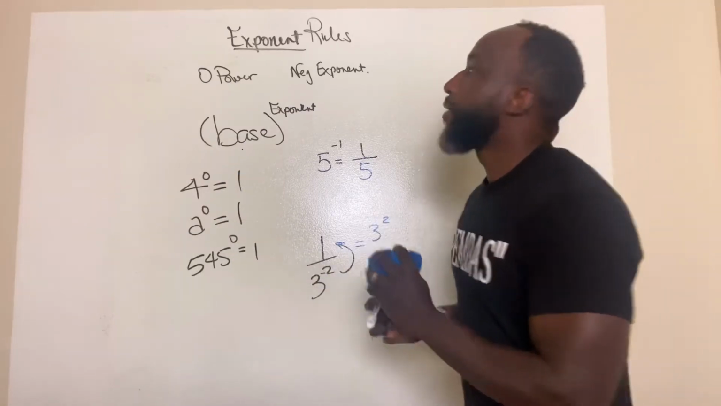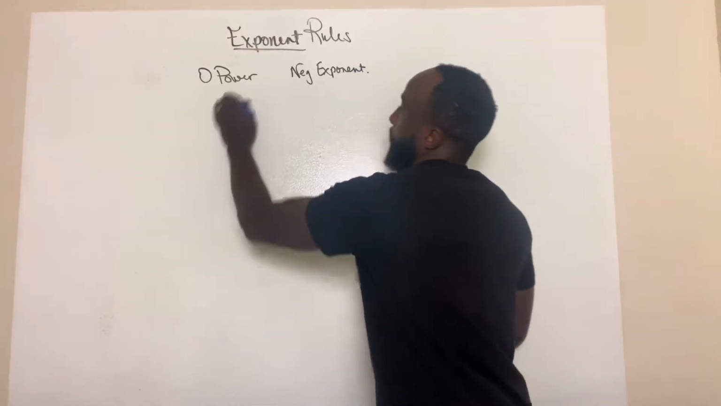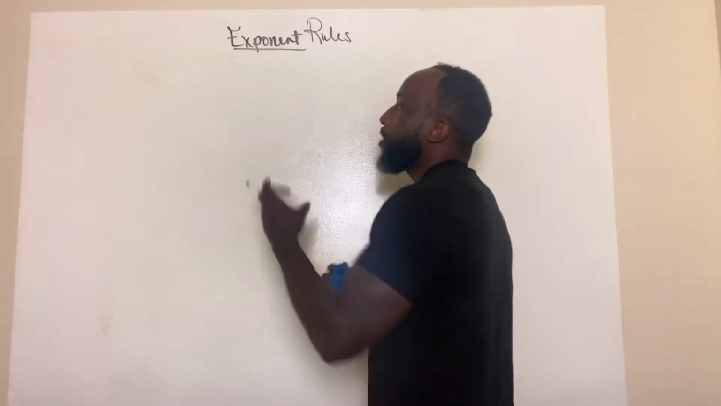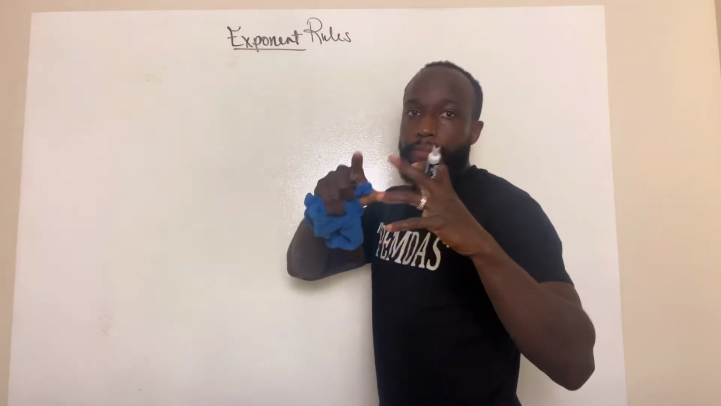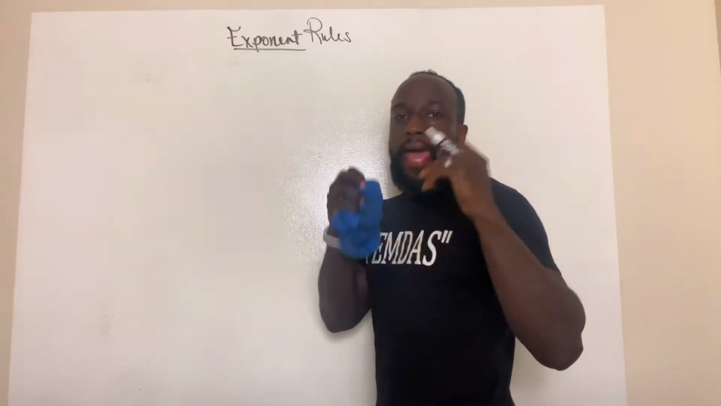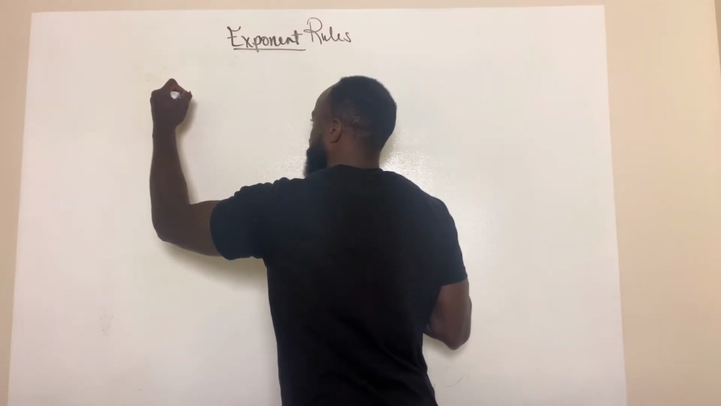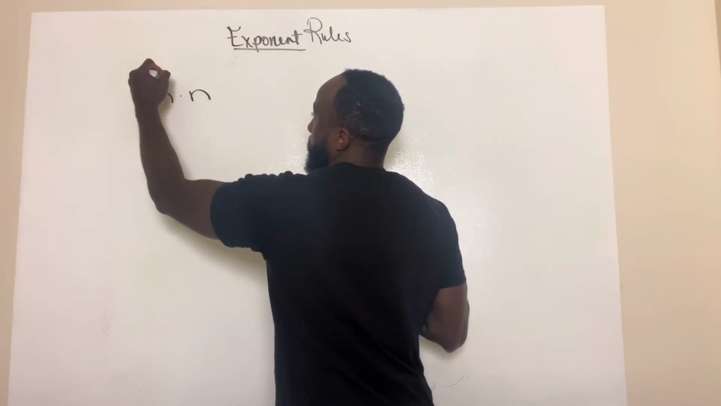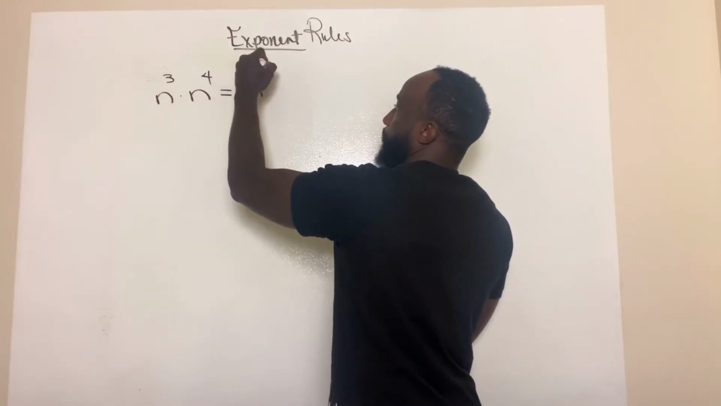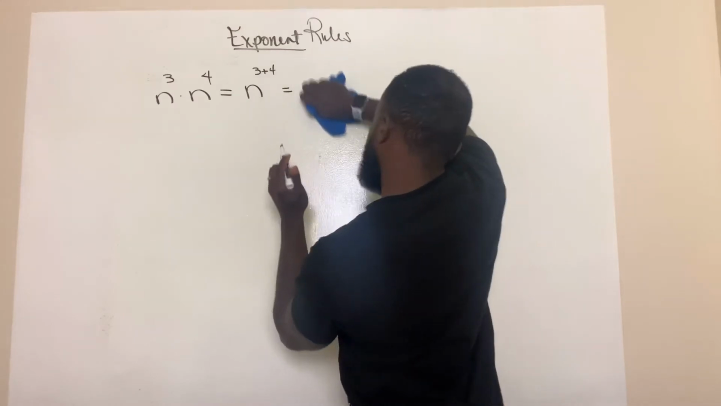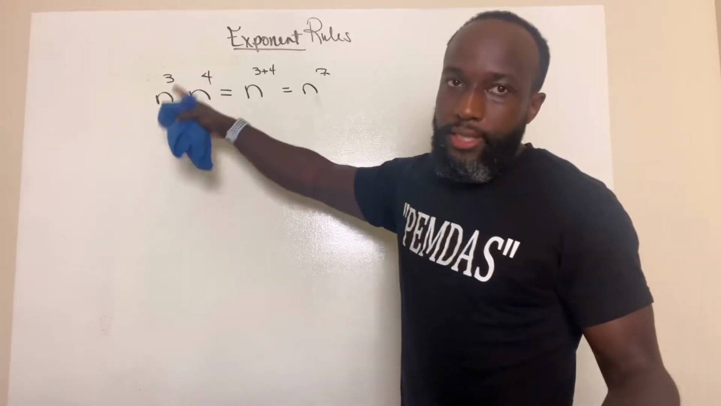Now, let's go into our exponent rules. When you multiply similar bases, you add the exponents. So when you multiply anything raised to a power, you add the exponents. If I had n to the 3rd times n to the 4th, the solution is n to the 3 plus 4, which is n to the 7th. This is all in standard form.